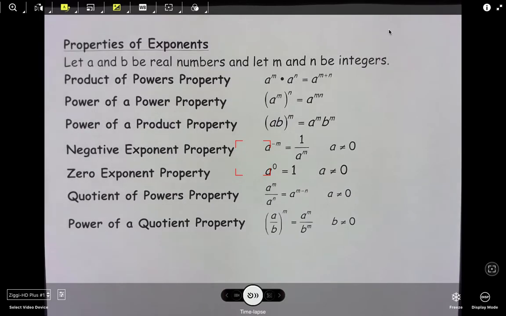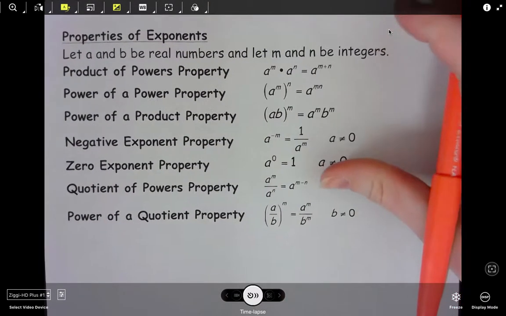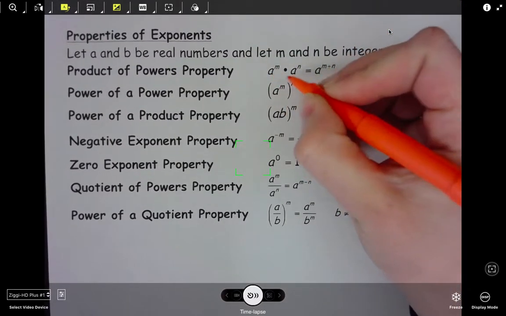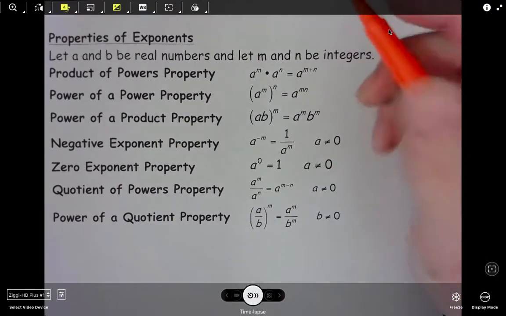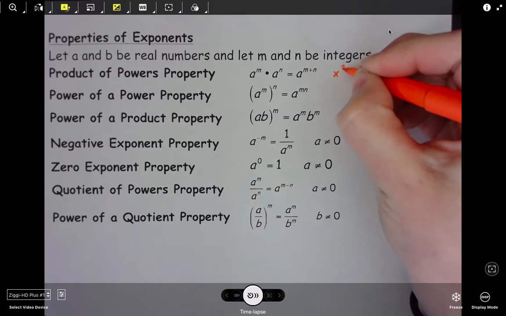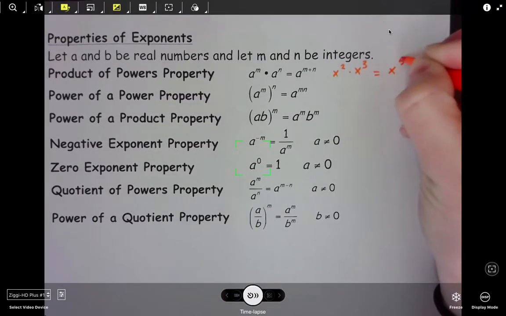This should be review, but I'll give you some examples that go along with the properties, as well as some harder examples to show you what happens when the equations get a little bit longer. So the product of powers property is when you're multiplying two things that have the same base, you're adding the exponents. I use this example all the time: x squared times x to the third power. You're adding those exponents. That's x to the fifth power.